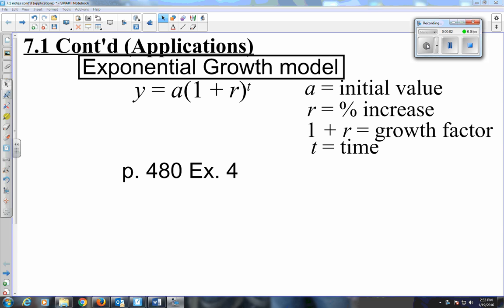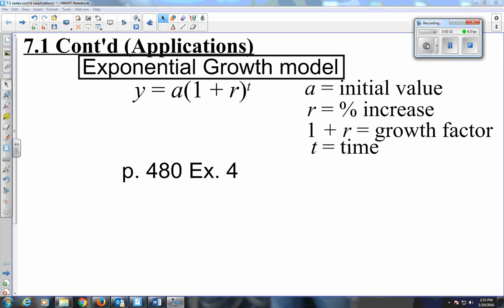Continue with section 7.1, and we're going to talk about applications, because this is one set of equations where there are lots of applications that are relatively easy to look at. This exponential growth model that I have written down here, I want you to have in your notes. So I'm going to give you a minute to write that down.